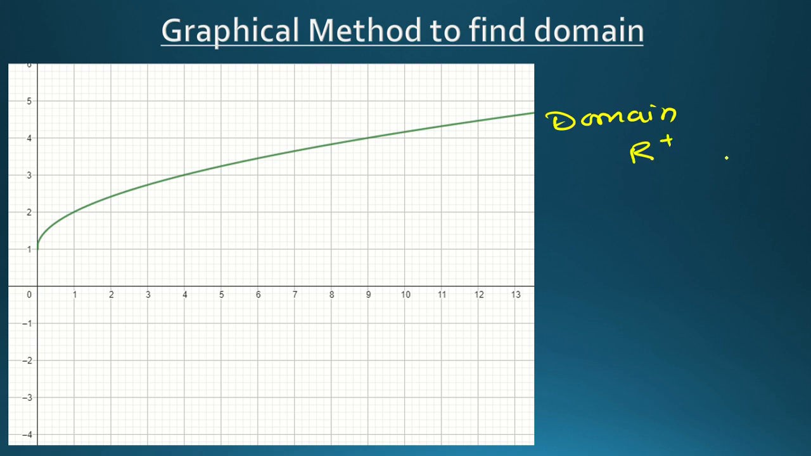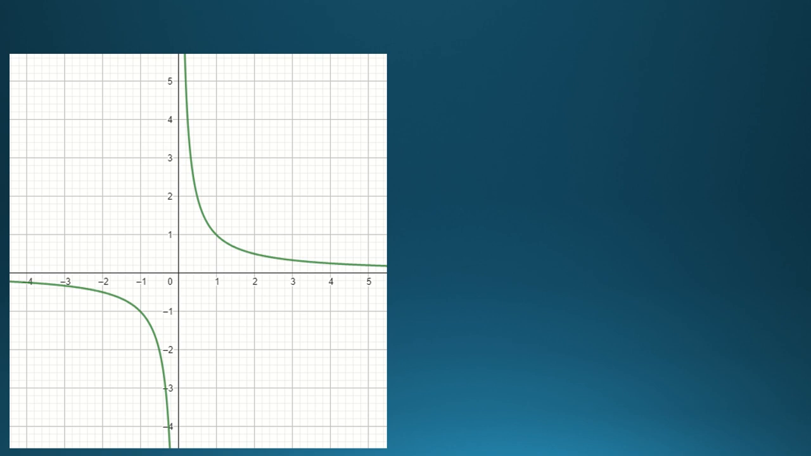R plus including 0, or you can say x is greater than or equal to 0. Okay, why equal to 0? Because there you can see the function is defined at 0 as well, because it is touching the y-axis, so for the y-axis the value of x will become 0. So its domain will be all positive real numbers, and for negative values of x the function is not defined, so they will not be part of the domain. Now what else can we have? Let's talk about this graph.